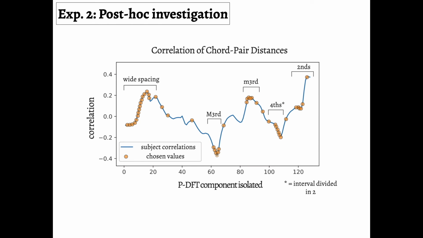So for example, all the way to the left where there are a lot of yellow dots corresponds to wide spacing of the chords. Towards the middle we have the thirds, and then towards the end we have fourths and seconds. This suggests that subjects are prioritizing certain intervallic qualities of the chords over others. In line with Cuthbert's conclusions, there are a lot of yellow dots by the lower components, corresponding to wide spacing. This type of chord quality can't be accounted for by pitch class measures.